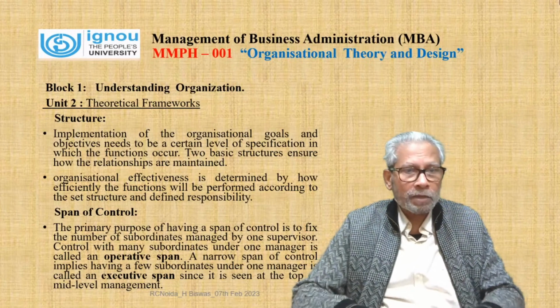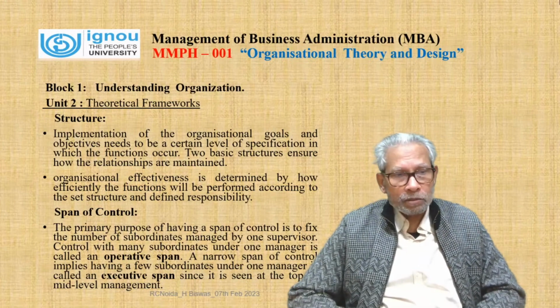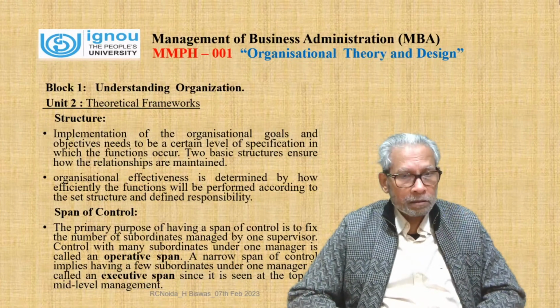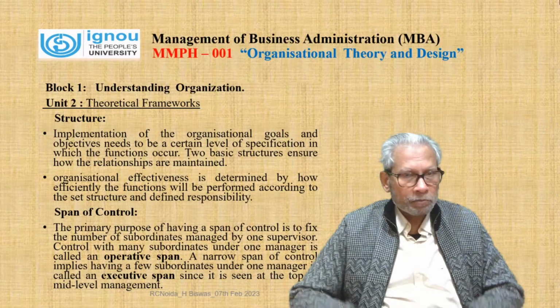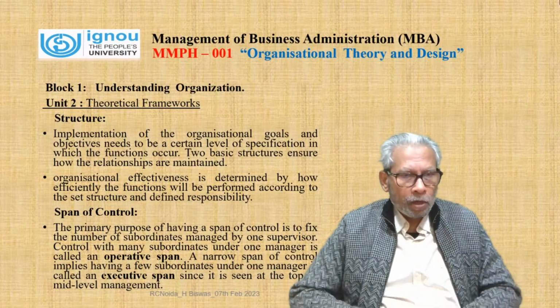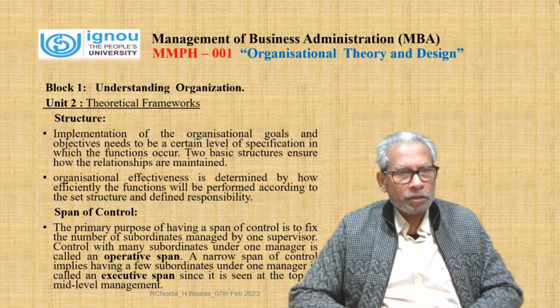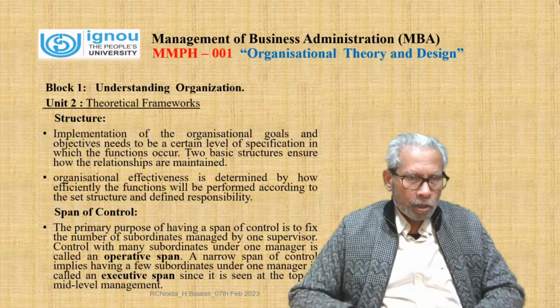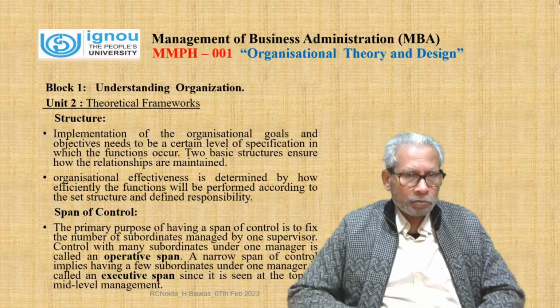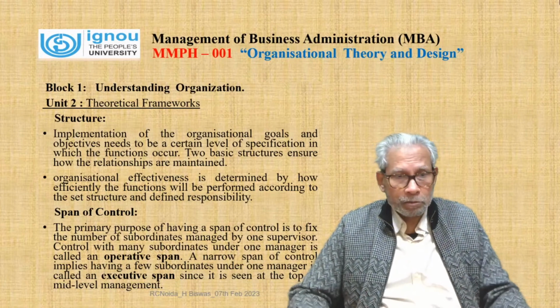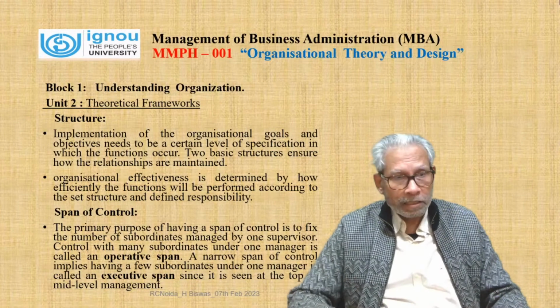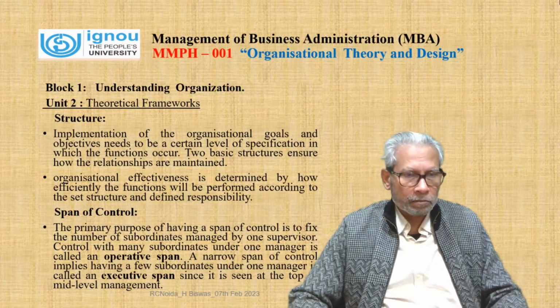Span of control: the primary purpose of having a span of control is to fix the number of subordinates managed by one supervisor. So for one particular supervisor, how many employees or subordinates should there be? That is the span of control. It may be 20, it may be 30. Control with many subordinates under one manager is called the operative span.